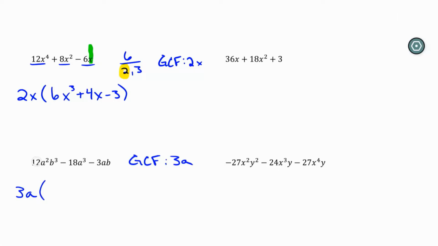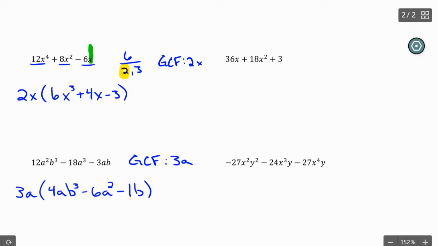12 divided by 3 leaves me with 4. I had 2 a's here, but I already took one off, so there's just one left. And I didn't touch the b's, they stay the same. Negative 18 divided by 3 gives me negative 6. I had 3 a's to start with. I took one off, so now I've just got a squared left over. And then negative 3 divided by 3 gives me negative 1. I had 1 a here. I took it off, so there's no a's left, just the b. There we go. And that is how we factor polynomials.